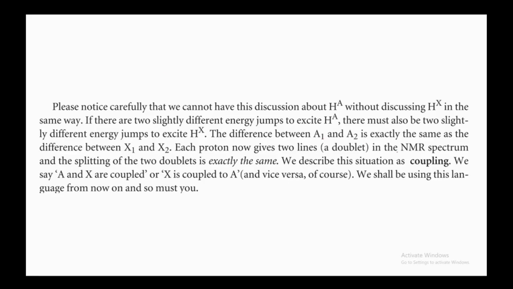Each proton now gives two lines, a doublet, in the NMR spectrum, and the splitting of the two doublets is exactly the same. We describe this situation as coupling. We say A and X are coupled, or X is coupled to A, vice versa. Of course, we shall be using this language from now on, so must you.